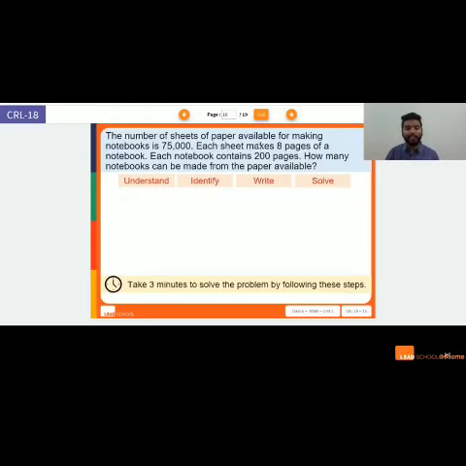Each sheet makes 8 pages of a notebook. I know totally there are 75,000 sheets and each sheet can make 8 pages of a notebook. Each notebook contains 200 pages. Correct? How many notebooks can be made from the paper available? Okay. So I will have 3 minutes to solve this problem. Your time starts now.